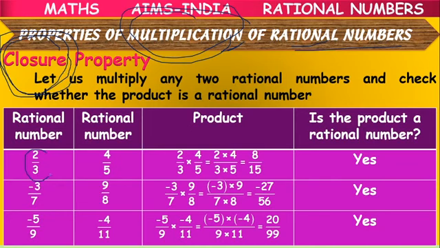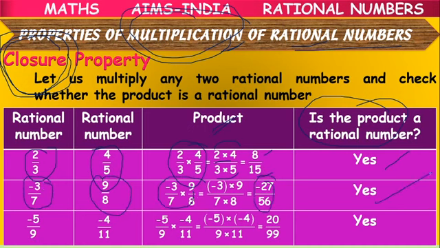So we have rational number 1, rational number 2. Two are multiplied together, means their product is done. Numerators and denominators, one over another. 8 by 15. Is the product a rational number? Yes, the product is a rational number. Next, two more rational numbers. Product is done. It's a rational number. Yes. Next, two more rational numbers. Product is done. Yes, it's a rational number.